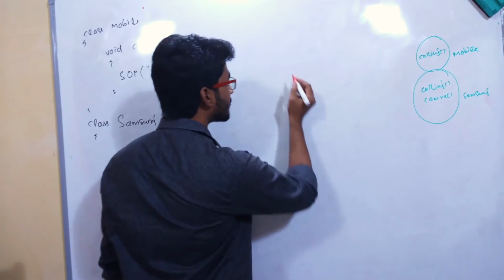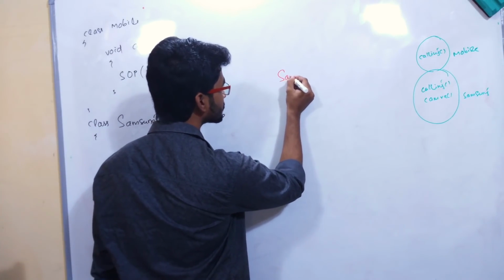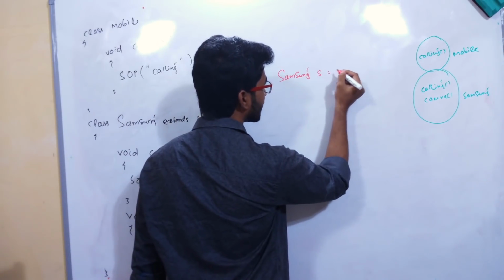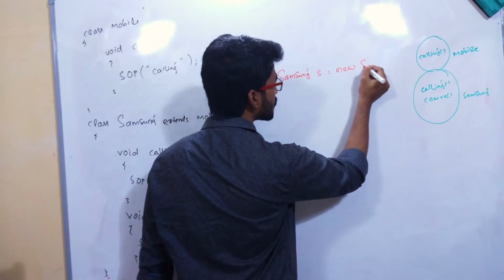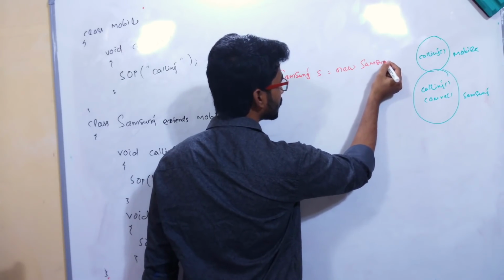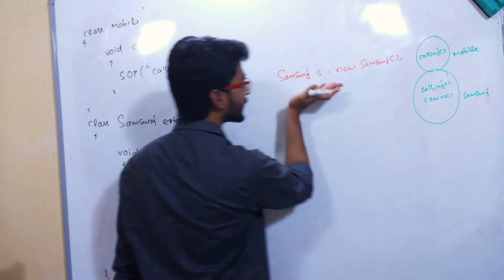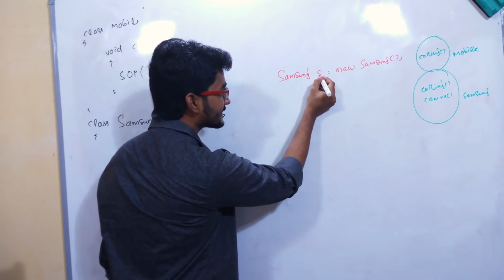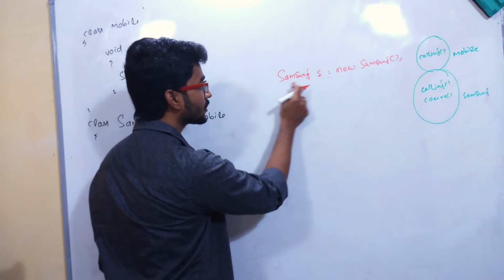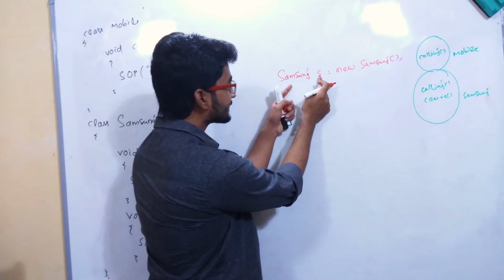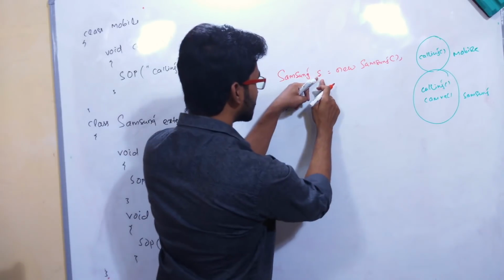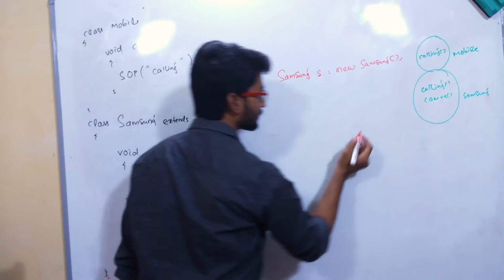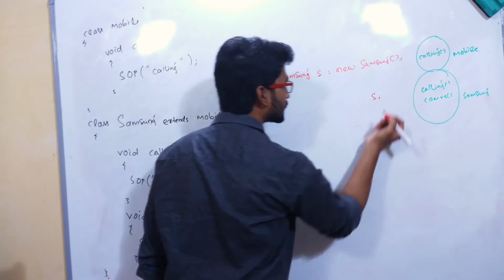I'm going to use a different marker here. I'll write Samsung s = new Samsung(). Very simple, very straightforward. This is how we create an object. If you look at this object right now, s is referencing the Samsung class, so s is a subtype reference, because s belongs to Samsung, and Samsung is a subclass. Now I want to cast it to the supertype.